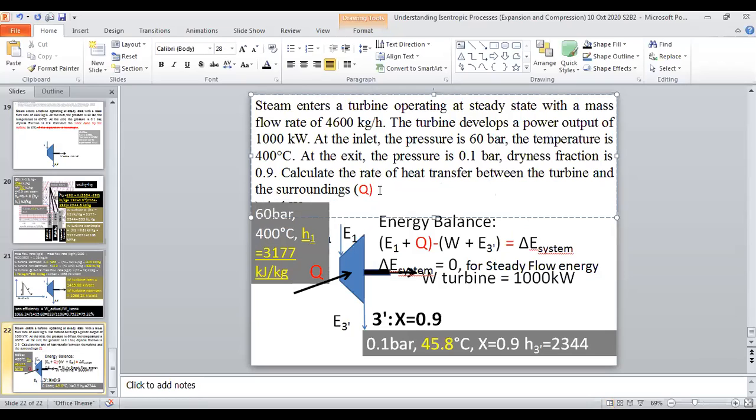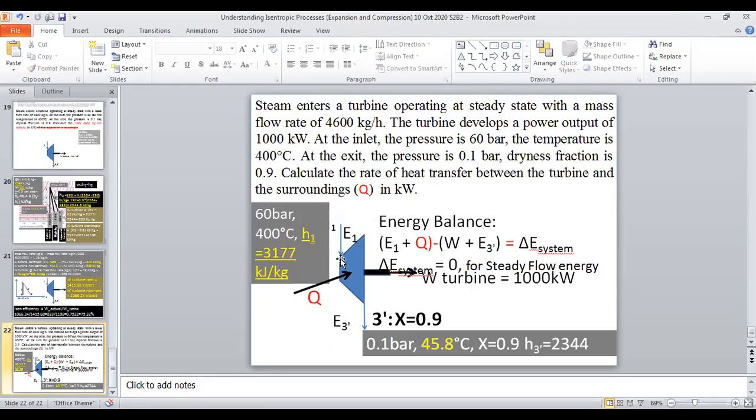This is Q. This Q is here in this picture, in this time. Generally, there is a heat transfer between the turbine and the surrounding.